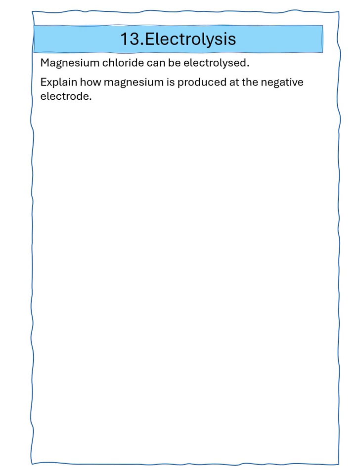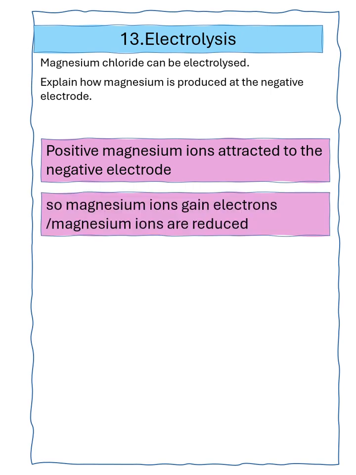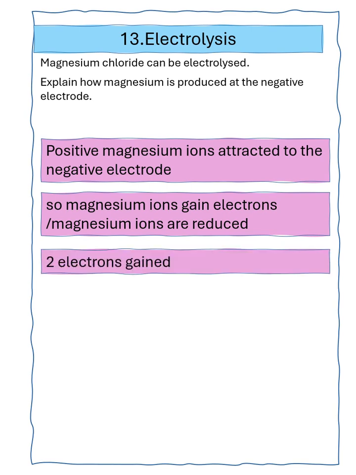Question 13 about electrolysis says magnesium chloride can be electrolyzed. Explain how magnesium is produced at the negative electrode. So we've got to explain why the magnesium moves towards the negative electrode and what happens at the negative electrode. So first of all, we need to say that positive magnesium ions are formed and they're attracted to the negative electrode because opposite charges attract. When the magnesium ions reach the electrode, the magnesium gains electrons, and we can say the magnesium ions are reduced.